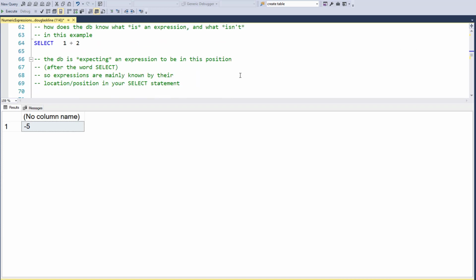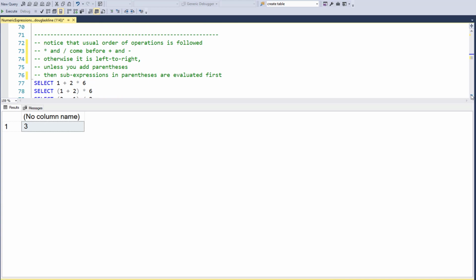So how does the database engine know what's an expression and what isn't an expression? In this example, I have the word select, and then a space, and then something comes after it, or I should say some white space. And the database engine is expecting, after the word select and some white space, an expression. So expressions are mostly known by the database by their position in the statements.